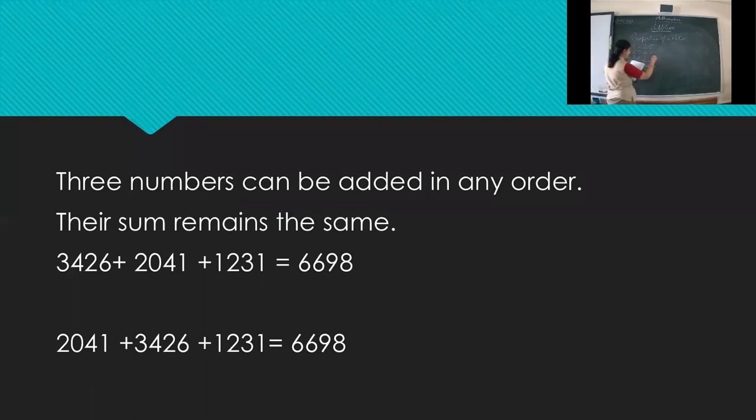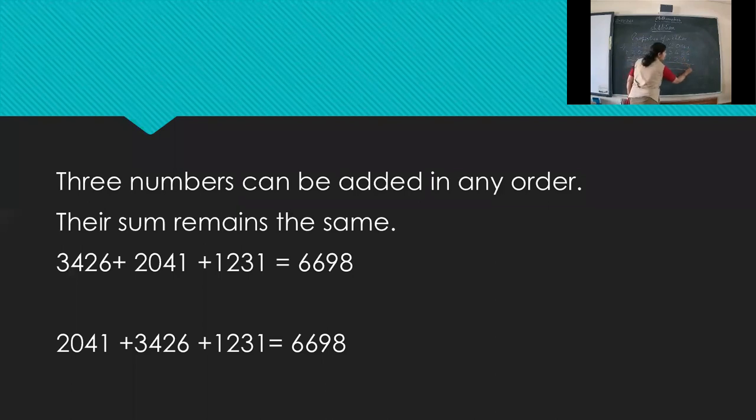Now I am writing this in other order. Just see the other order. Suppose I am writing 2041 first. Second, I am writing 3426. And third number is 1231. When I am adding them, 1 plus 6 is 7.